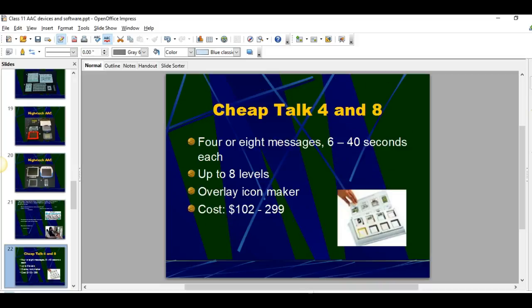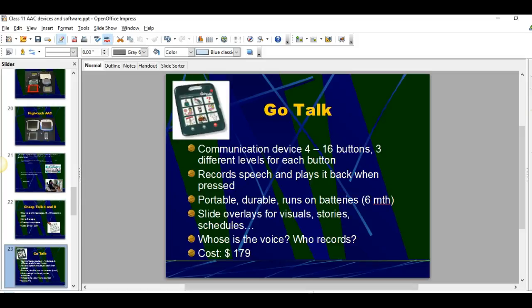And here I just wanted to show you a few very commonly used devices in American schools. This is Cheap Talk or Cheap Talk 8. It holds several messages and it has up to 8 levels. And here is the cost of it, between $100 to $300.